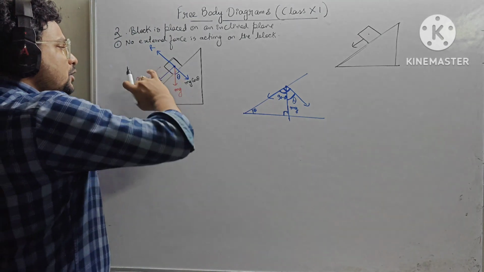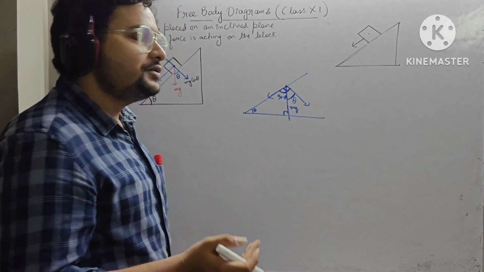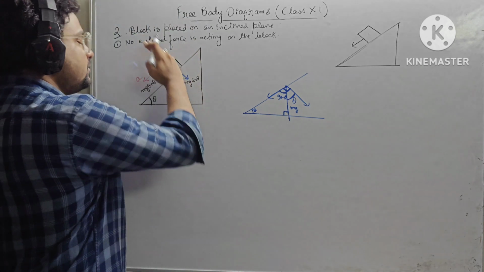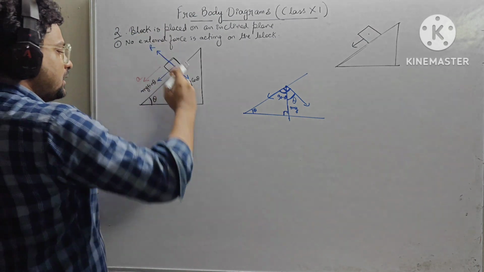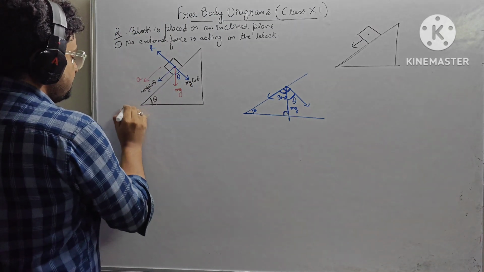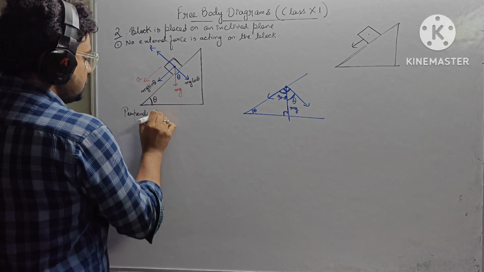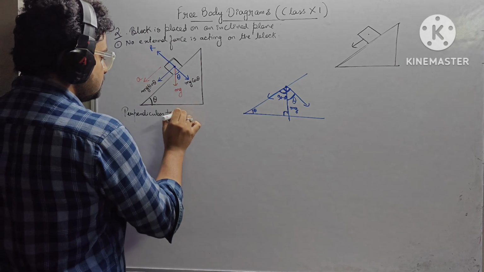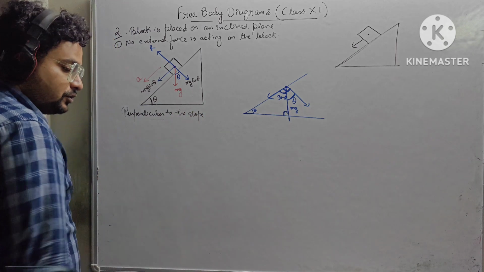Now over here you can write horizontal direction and vertical direction, or you can write along the slope and perpendicular to the slope. These two things also you can use. I am using perpendicular to the slope.